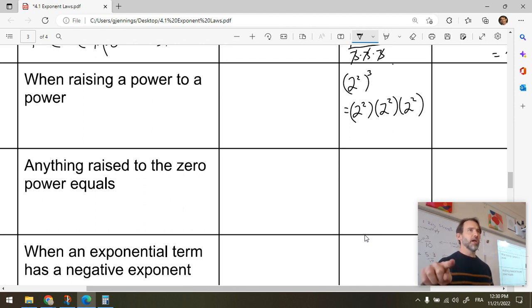You see how that's 2 squared raised to the power 3? It's 2 squared multiplied by itself 3 times. Okay, so that's why it's 2 squared raised to the power 3. I just wrote it out with multiplication. Now, I could use my product of powers rule where I'm multiplying different powers and add the exponents. And what will I get?